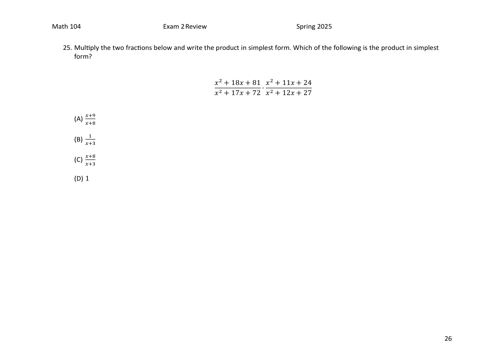Multiply the two fractions below and write the product in simplest form. Which of the following is the product in simplest form? So I'm going to factor everything I possibly can and then look for identical factors on the top and the bottom that can cancel. So x squared plus 18x plus 81, I'm going to factor that with a double bubble.